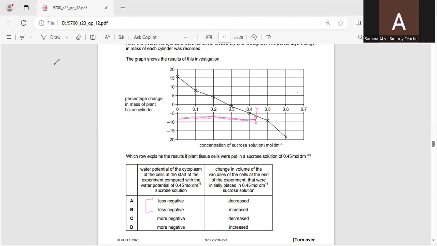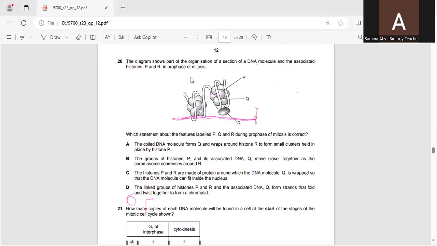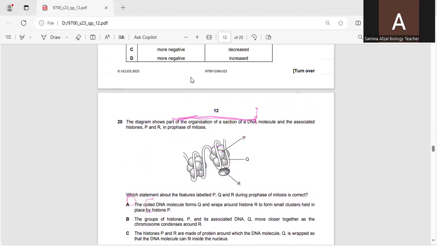And the change in the volume of the vacuoles of the cells at the end of the experiment that were initially placed in sucrose solution will decrease. So it will decrease. So the answer is A. A is the correct option in question number 19. Now question number 20 is there.